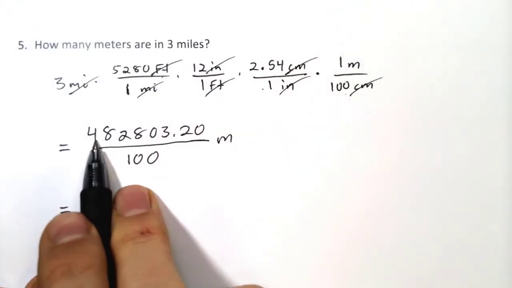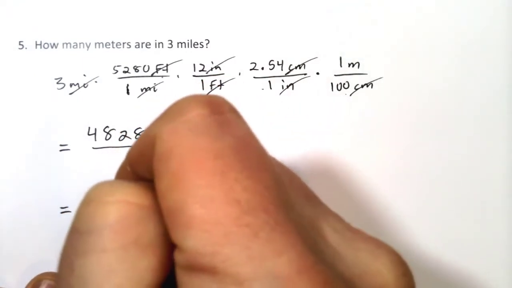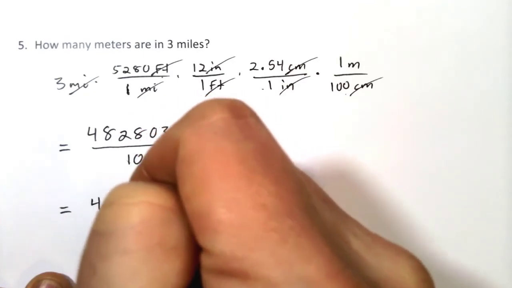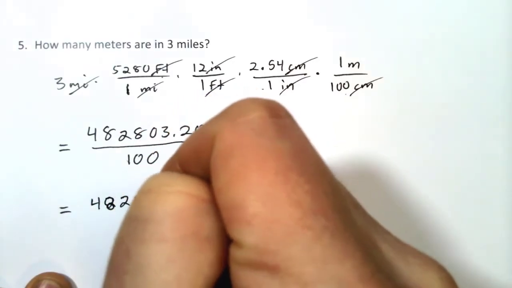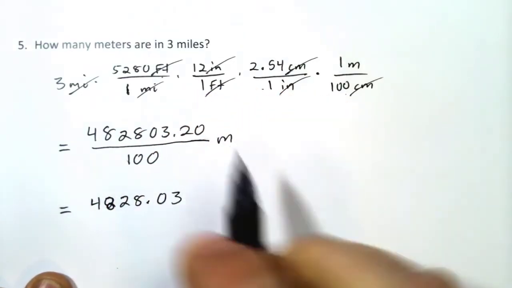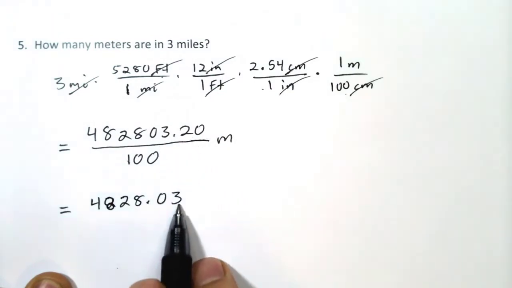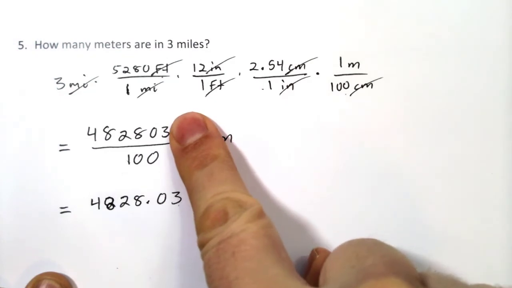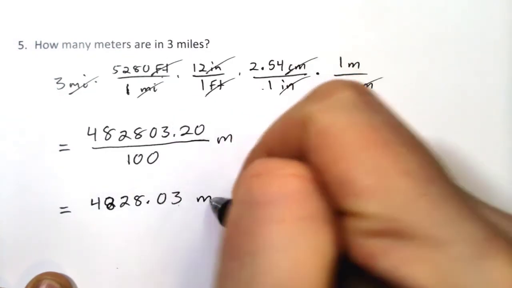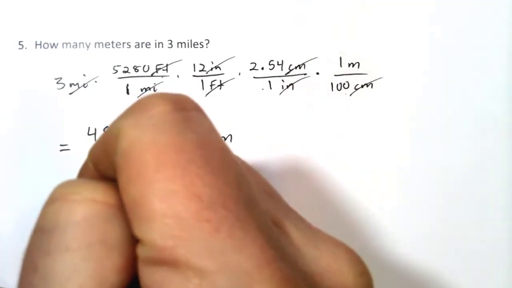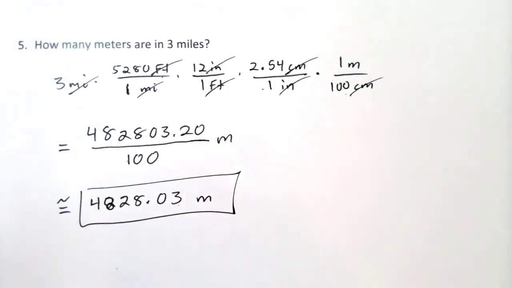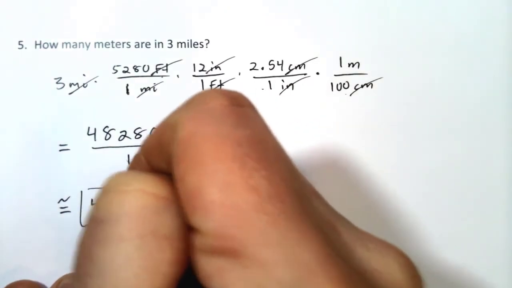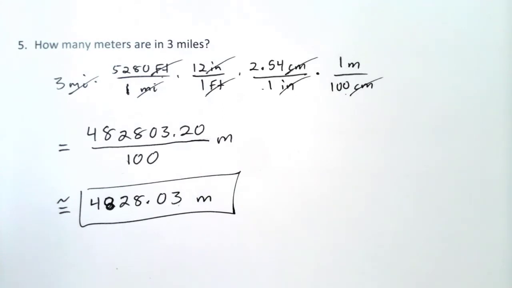So let's see. It's 4,828.03. I'm going to round to 2 decimal places here. So because that number is less than 5, I'll just round to 0.03. And these are meters. And that's approximate because I did round. So 4,828.03 meters.